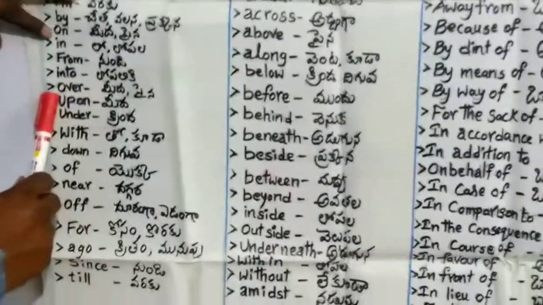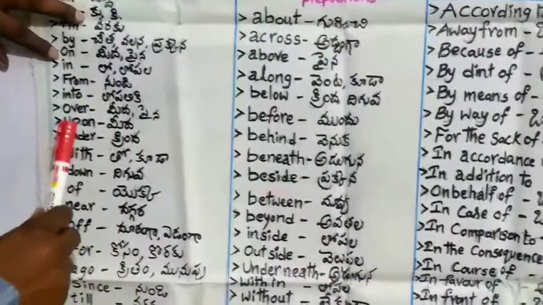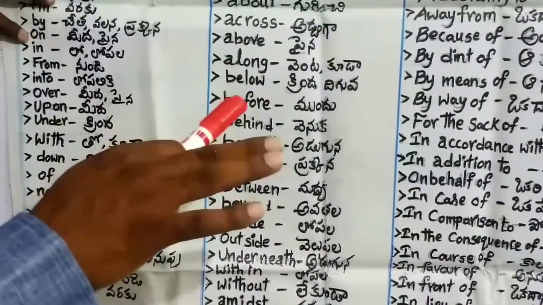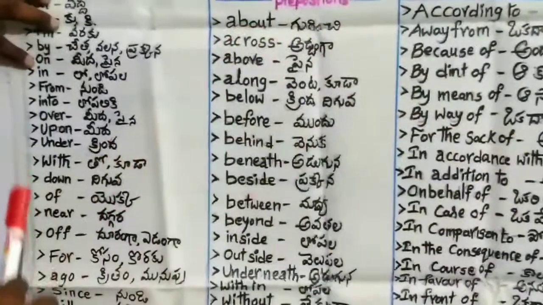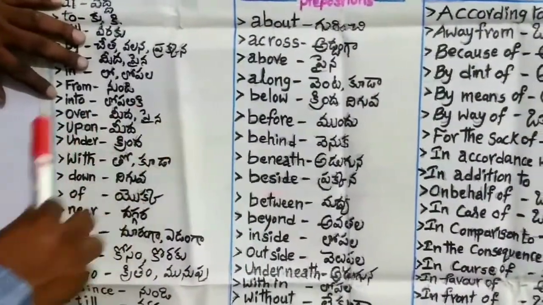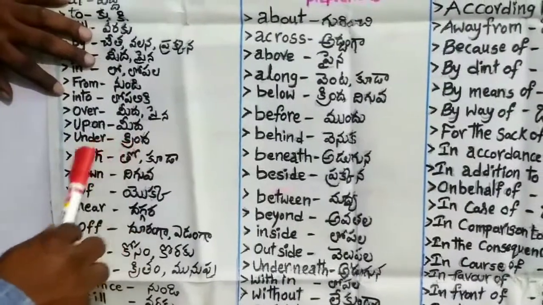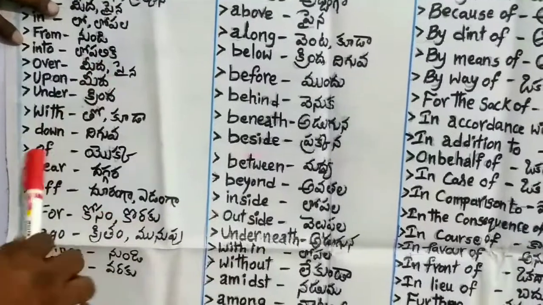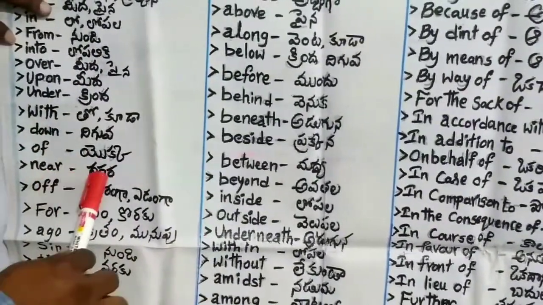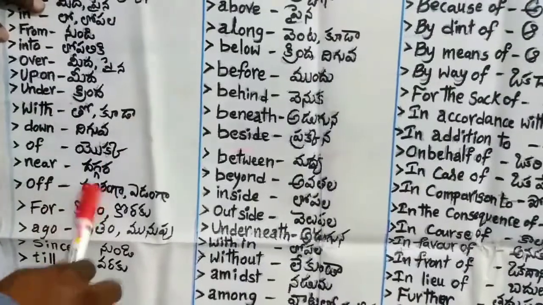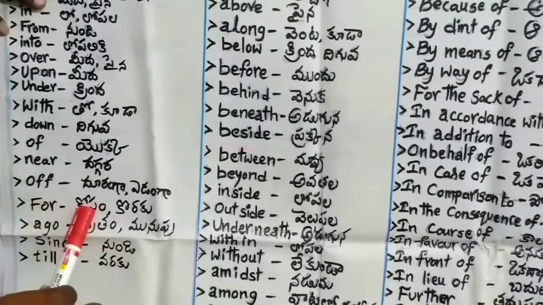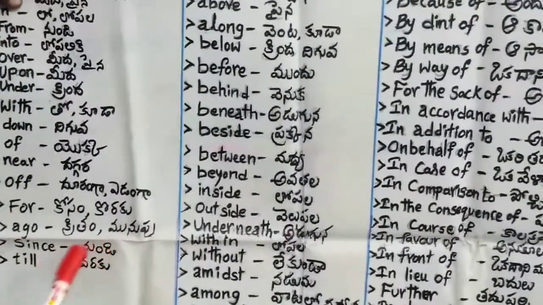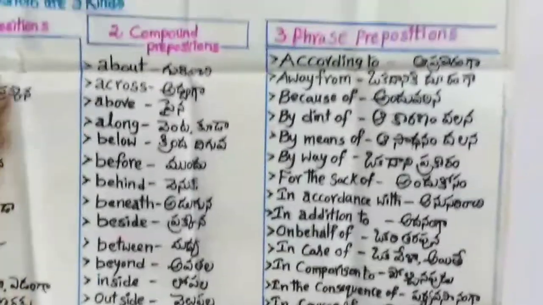into లోపలికి, over మీద పైకి, పైన, upon is used for moving things. Okay, the tiger jumped upon the deer. Over మీద పైన, upon మీద, under క్రింద, with తో కూడా, down దిగువ, of యొక్క, near దగ్గర, of దూరంగా లేదా ఎడంగా, for కోసం కొరకు, ago క్రితం or మునుపు, and since నుండి, till వరకు. Okay, these are the simple prepositions.